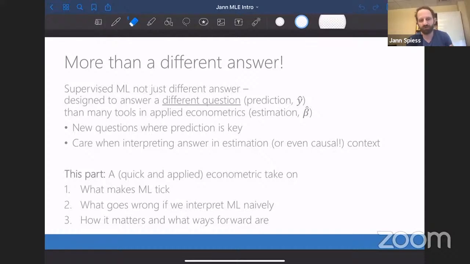And so what I want to go through here is a very applied econometric take on, first of all, how does machine learning actually achieve that feat of still being able to predict well in high dimensions? Second, based on this very simple understanding of what machine learning does, what goes wrong if we interpret machine learning naively in terms of the output of an estimation exercise? And then third, how does this matter in an application, and what are ways forward? And specifically in the third point, I hope to convince you that there's somewhat of an emerging applied econometric or general econometric approach to bringing together machine learning and estimation tasks.